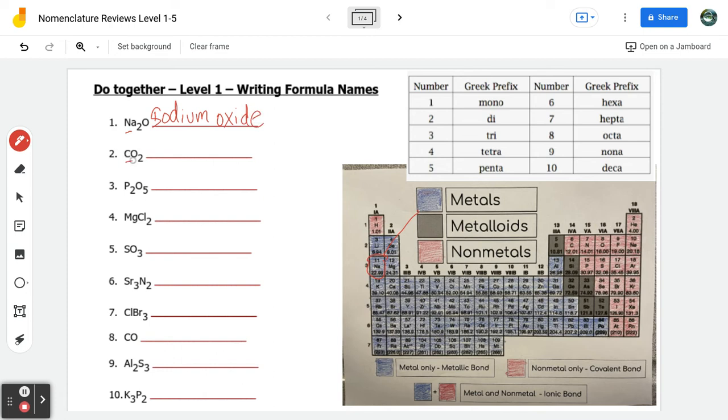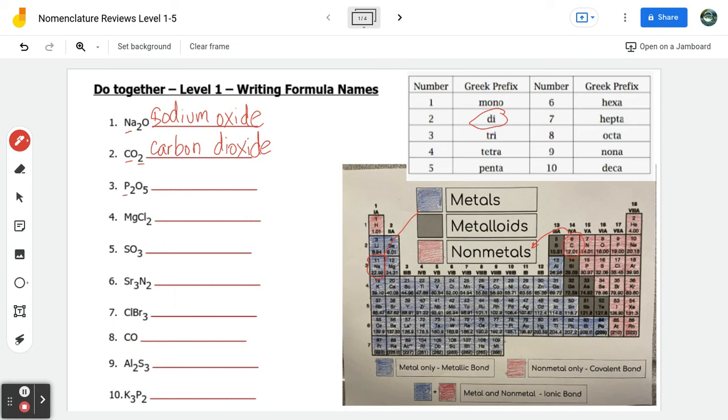Our next one, we have carbon. Carbon is in my red section. My red section are my nonmetals. Since it starts with a nonmetal, I am going to use prefixes. But if your first element is only one, you don't use the prefix one with your first element. So it's carbon, and my prefix for 2 is di, so carbon dioxide. Still change the second element ending to ide.